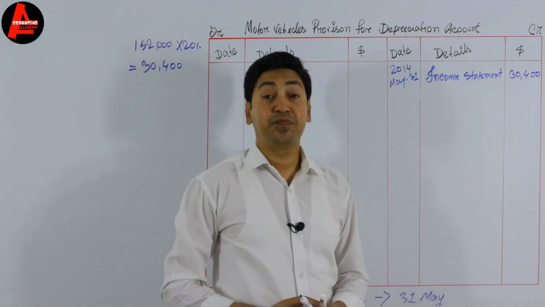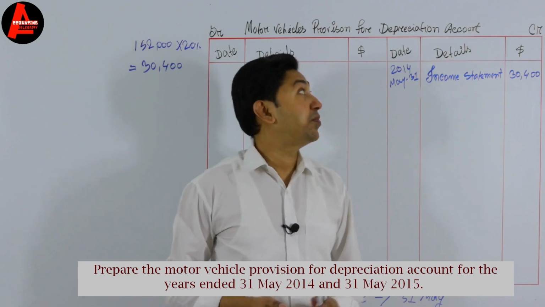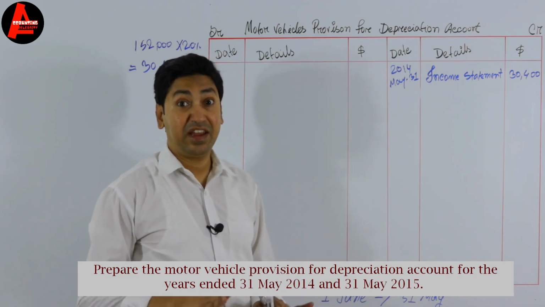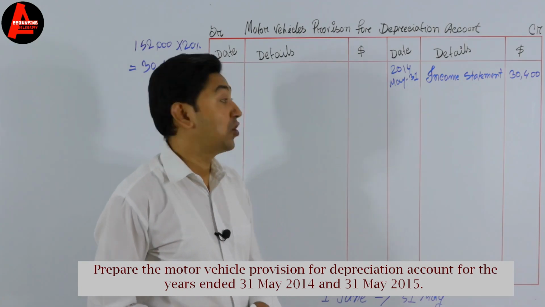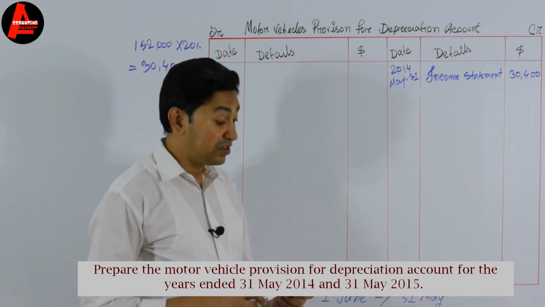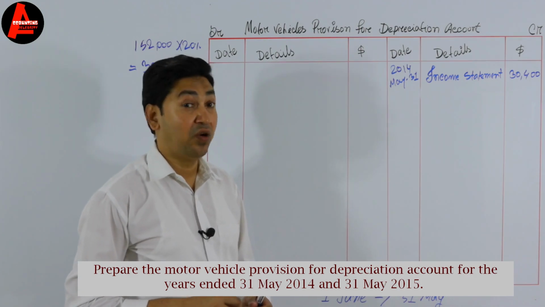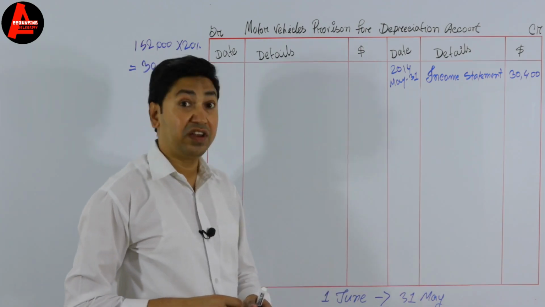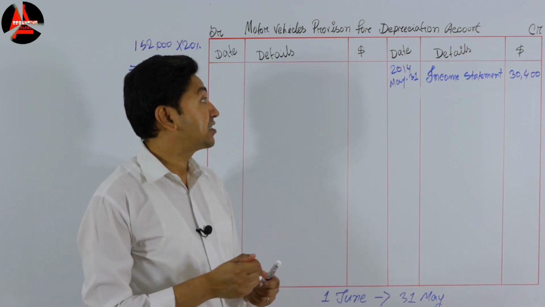Okay, so here on the question we have a requirement: we need to prepare this account year by year, for 2 years, 2014 and 2015. This asset was not disposed of in 2014, so there is no more transaction in 2014. Now we will balance it. How to balance? It is simple.